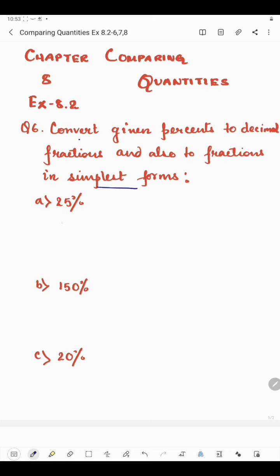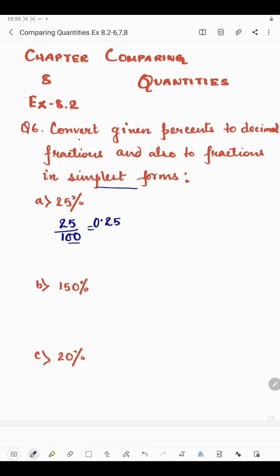So 25% means 25 by 100. Now decimal fraction means we will have to put the decimal here. It's very easy to convert it into decimal since here are 2 zeros with 1. So that means after 2 digits we will have to put the decimal. So it's 0.25.